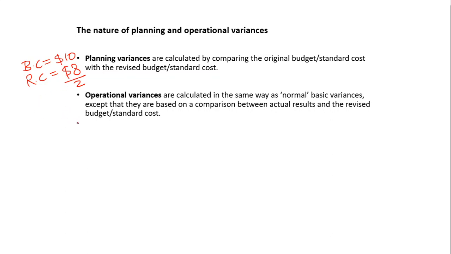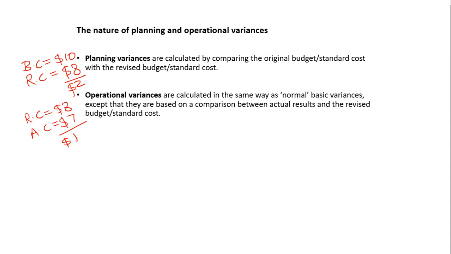Then operational variances, they are calculated as your normal basic variances, except that they are based on a comparison between actual results and the revised budget or standard cost. So this time you're going to look at your revised cost, that is $8, and your actual cost, that is $7, and hence the variance is 1. Now, depending whether this is material price variance, or your selling price variance, these differences of 2 and 1 may either be favorable or adverse.